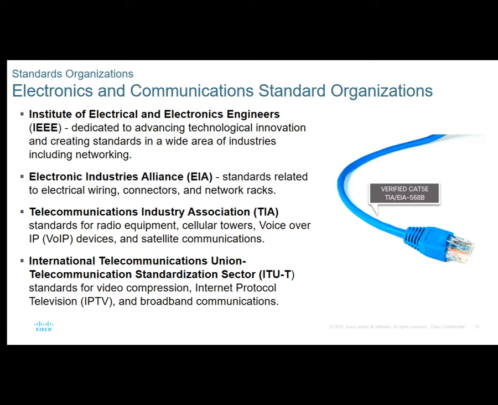You notice this right here, a verified Cat5e TIA/EIA 568B. The colors on that wire, there's a specific order that those wires have, okay? And that's because that's standard. Even though you can have the colors in a different order, as long as it's the same order on the other side, it would work. But the standard would not be upheld if the colors change positions, because they're there for a reason.